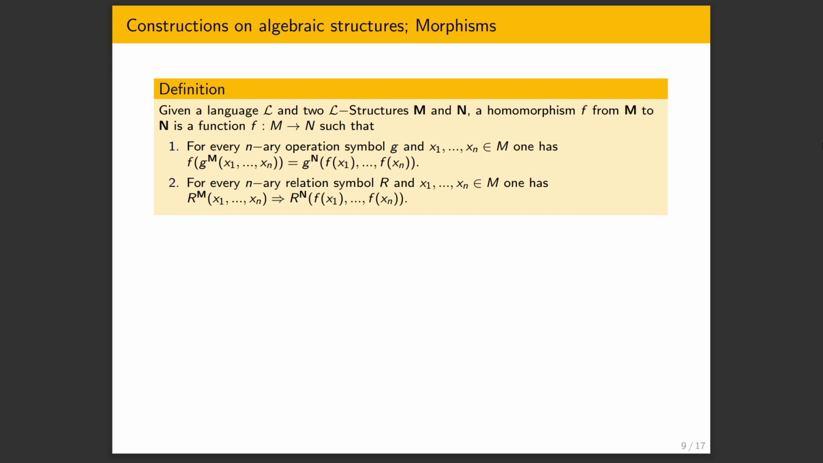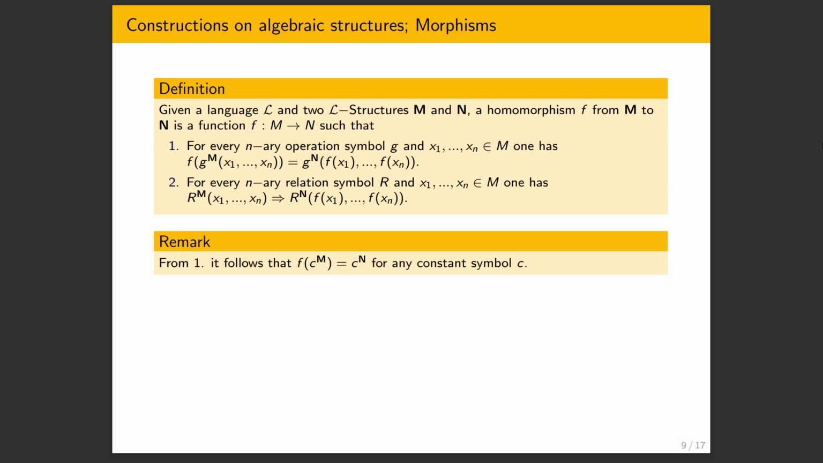And if we restrict our view to just algebraic structures, then the second condition is irrelevant because there are no relation symbols. And so the only condition for homomorphisms between algebraic structures is, again, that we can first apply operations, then the function, or the other way around. One small remark: because of the way we define constants as operations, it's good to note that we want the homomorphism applied to a constant symbol to be the interpretation of the constant symbol in the other structure.